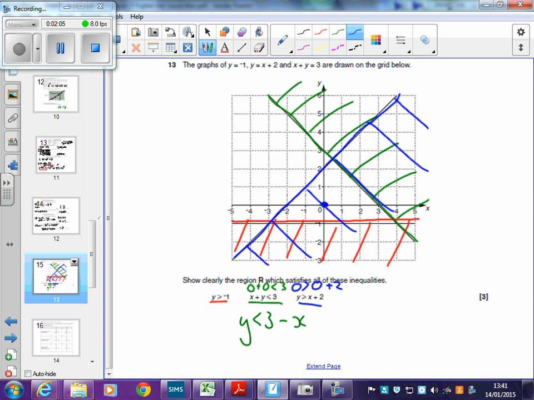Okay, that leaves us with, and it's always a good idea to draw in the line so you can see very clearly where it is, this region here, which I'm going to label R.